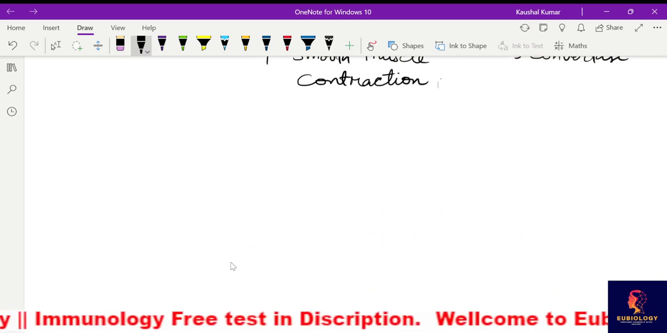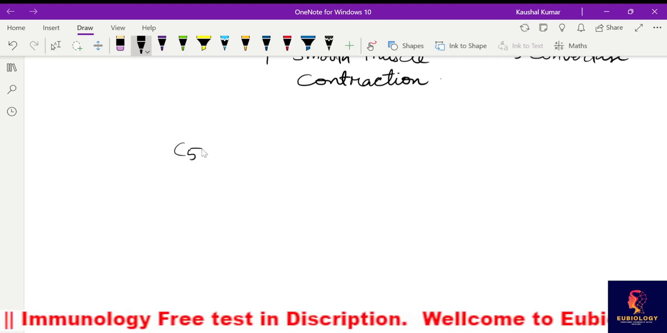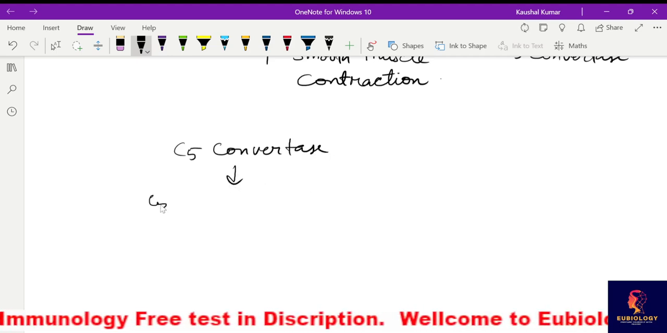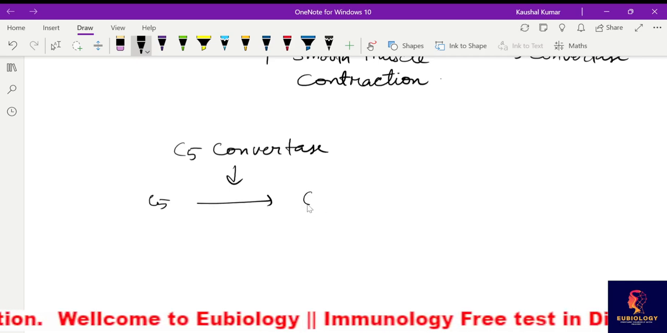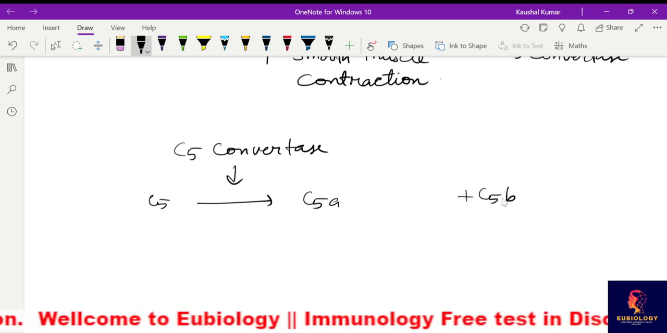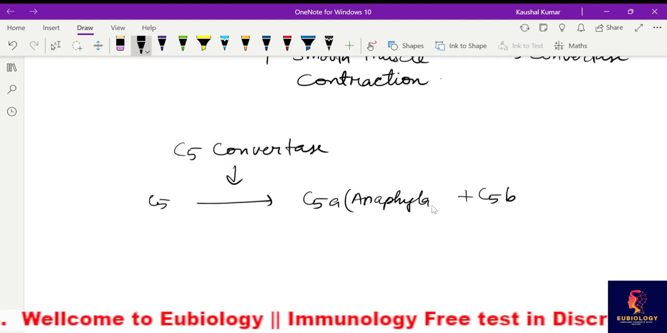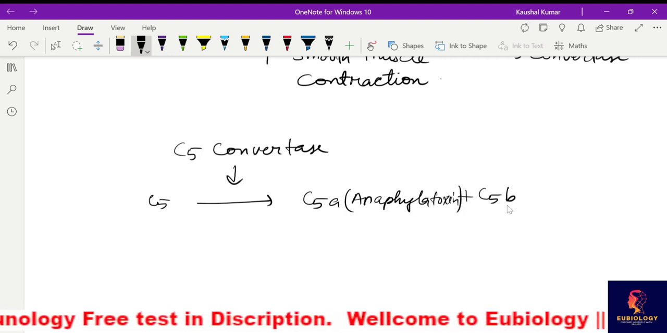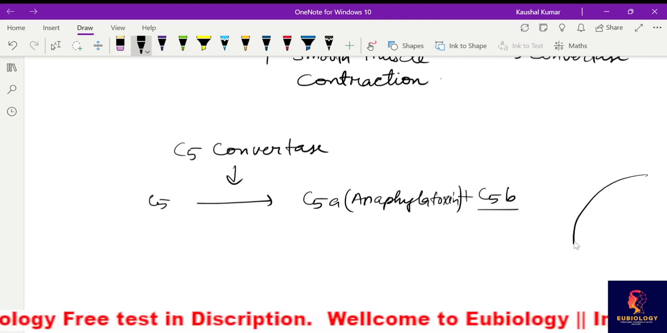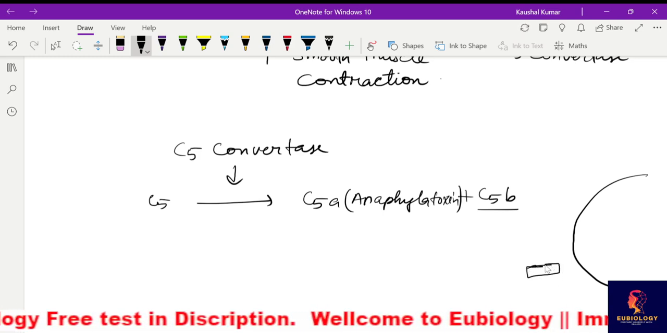Now let's see the role of the C5B. The C5 convertase helps in the breakdown of C5 into C5A and C5B. The C5A helps in anaphylatoxin, and C5B will go and bind on the target cell. Suppose this is a target cell, so it will start accumulating here.